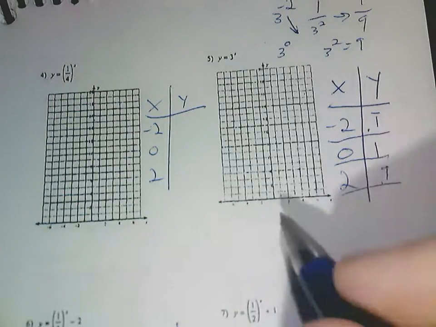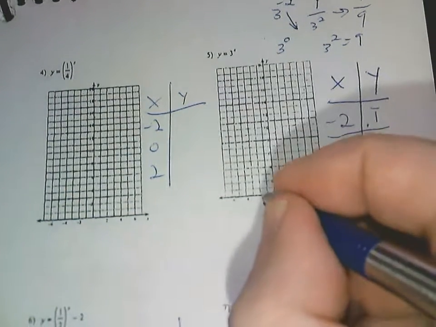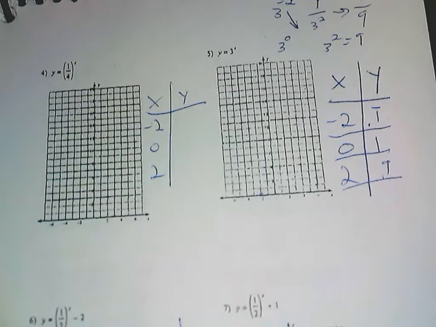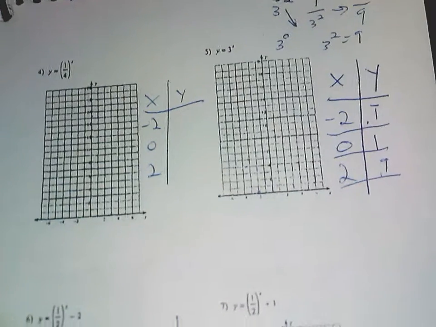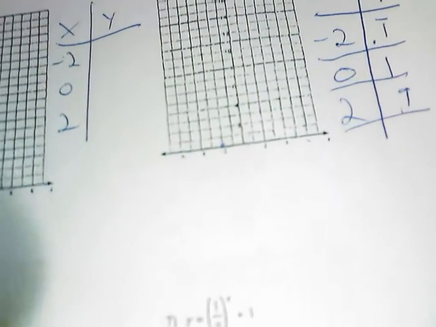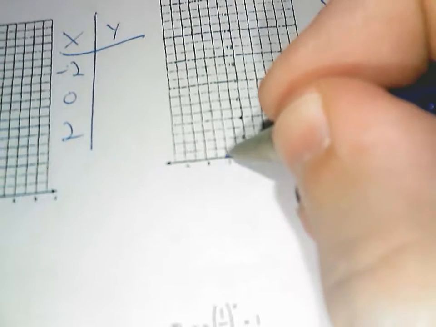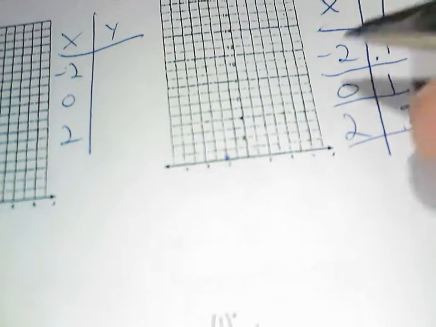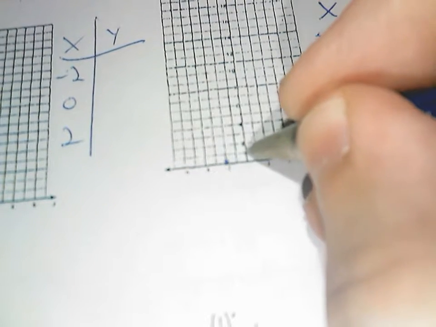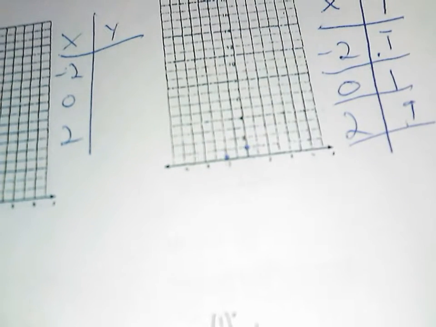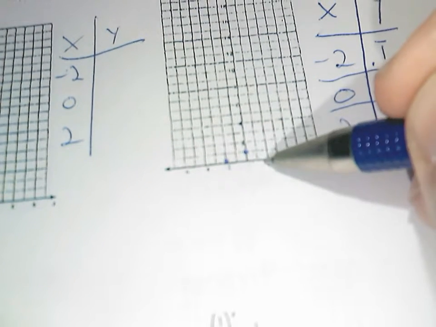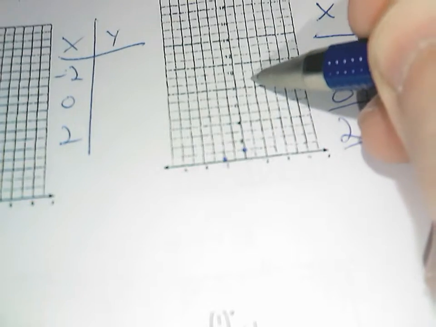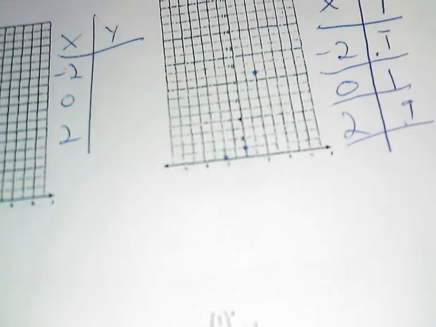Okay, so when I graph them, let's come over here to -2. 0.1 is just right there above the line, just barely. So right there, it's hard to see. Let me zoom you in a little bit more. Okay, so it's just right there above the line. Okay, and then 0, 1, I'd go to 0, go up 1. There's that point. And then 2, 9, go to 2, and then 1, 2, 3, 4, 5, 6, 7, 8, 9. There's a third point.